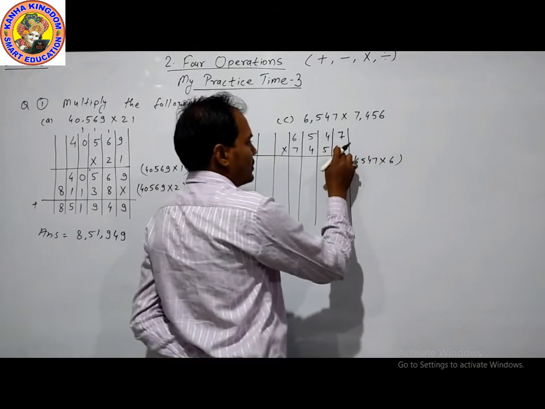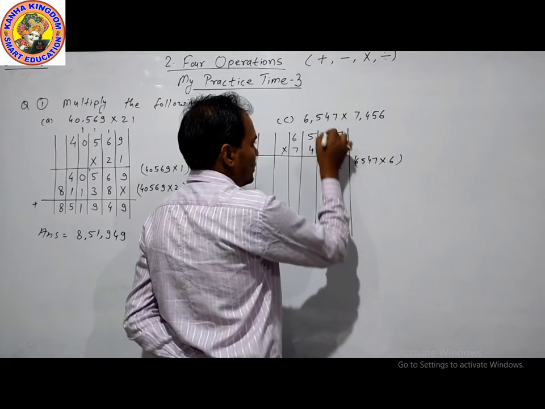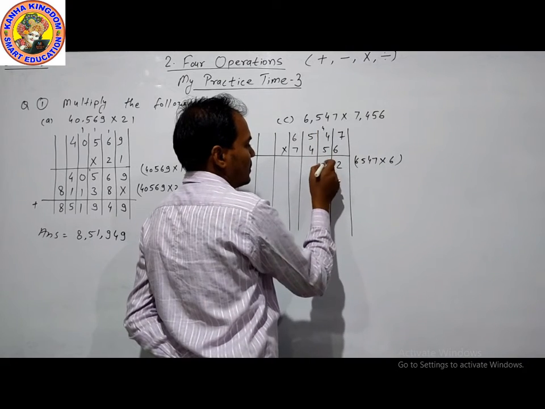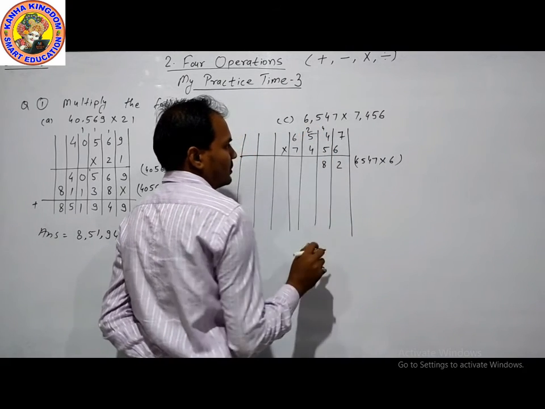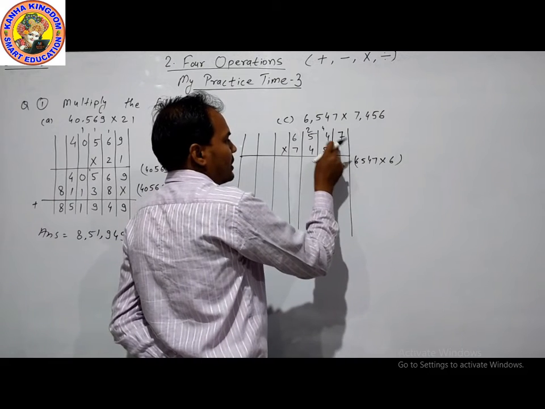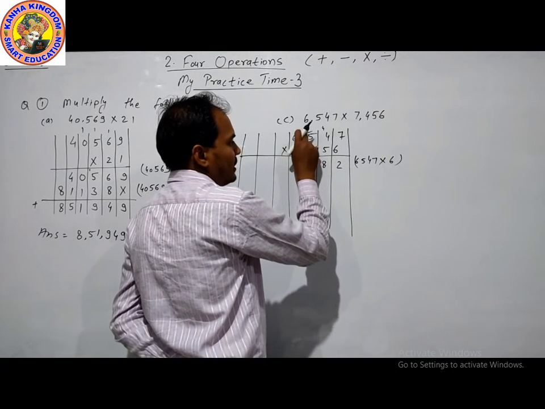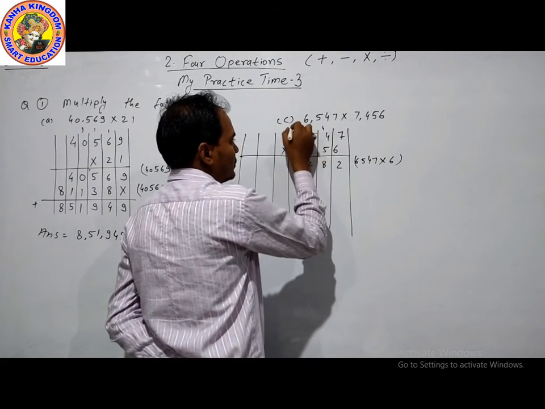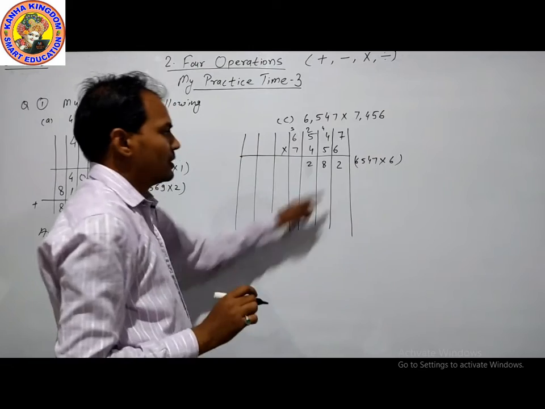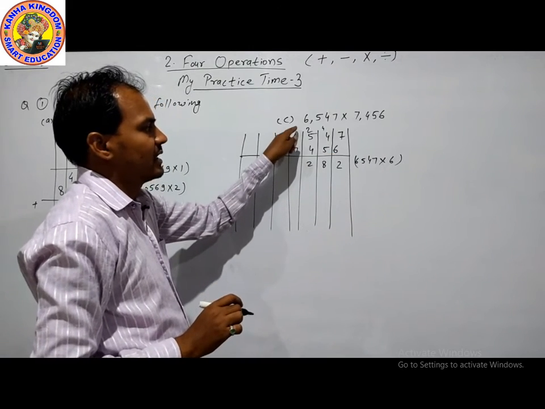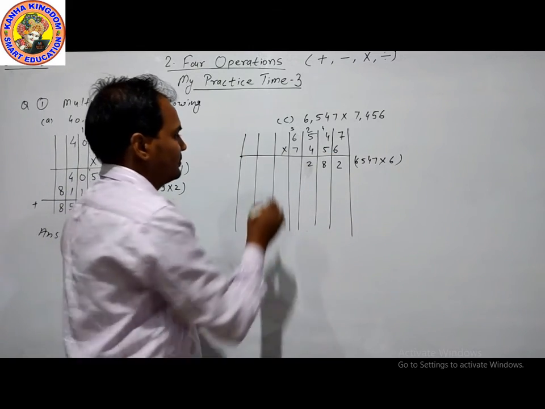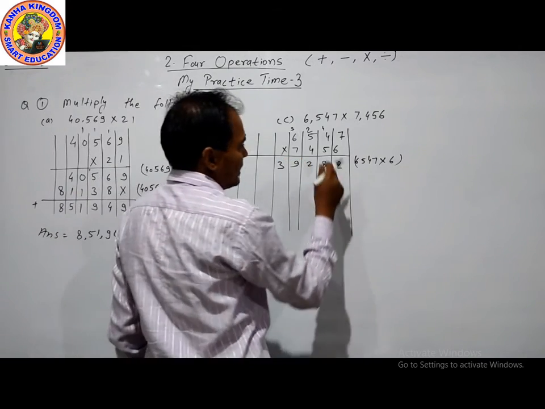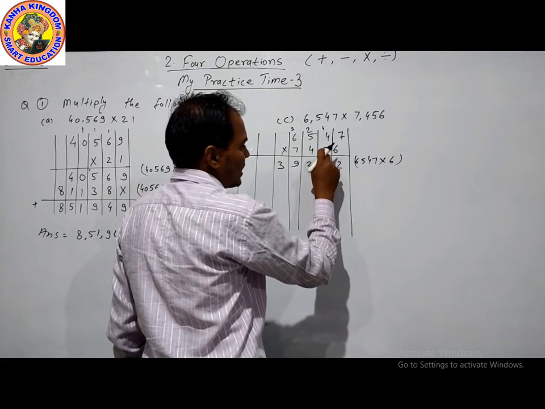Now, 6 into 7, 42. 6 into 4, 24 plus 4, 28. 2 is carry point. 6 into 5, 30 plus 2, 32. This is our 32. 6 into 6, 36. 36 plus 3, 39. This is our 39. Now in the second step we will multiply by 5.